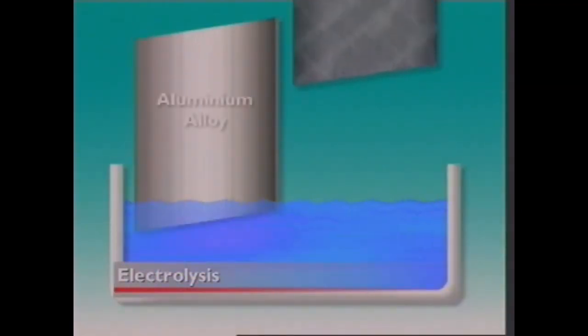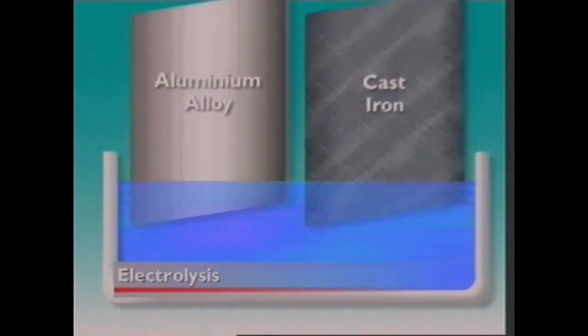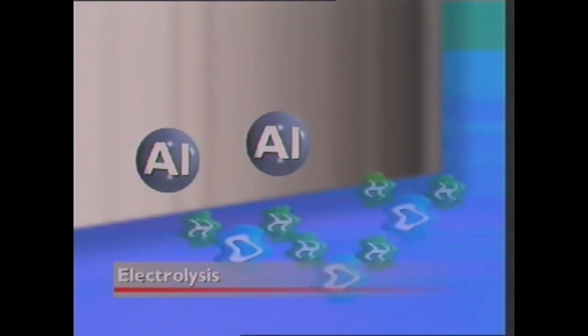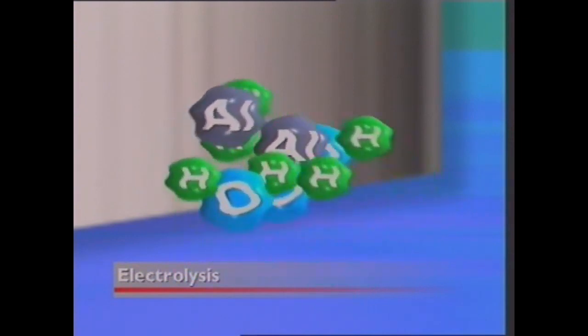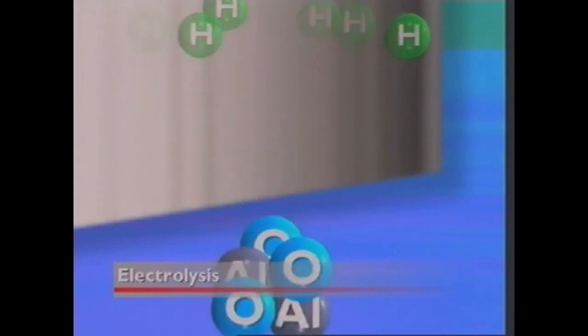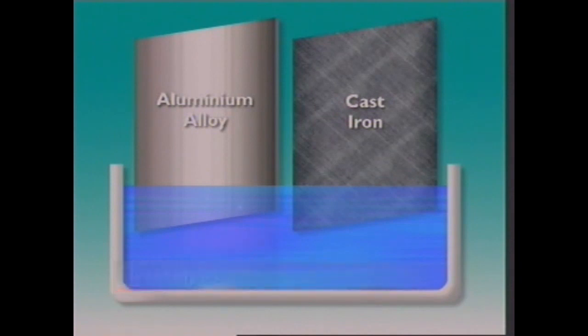Immersed in this water are two plates, one of aluminium alloy, the other of cast iron. The atomic structure of aluminium means it loses electrons easily, leaving behind aluminium ions which are positively charged. Negative oxygen ions in the water are then attracted to the aluminium ions, and they join to form deposits of aluminium oxide. As a result, the aluminium alloy is eaten away or corroded.